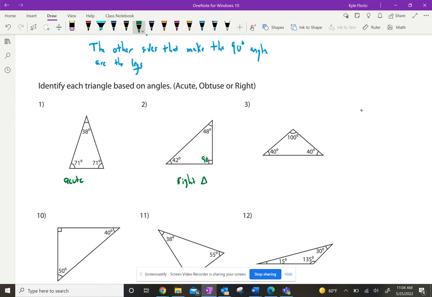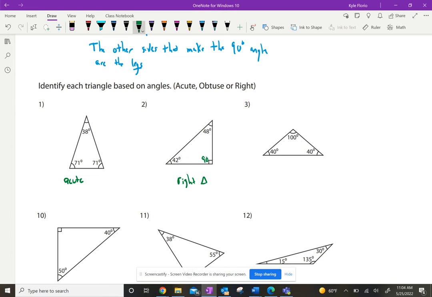Another fact about triangles, all three angles have to add up to 180. So if you add up 71 and 71, that's 142, plus 38 is going to give you 180. So they're all going to add up to 180. 48 and 42 adds up to 90. So this angle must be 90 because 90 and 90 will give me that 180. And then 40 and 40 is 80. 80 plus 100 is 180. So that's always going to be the case.